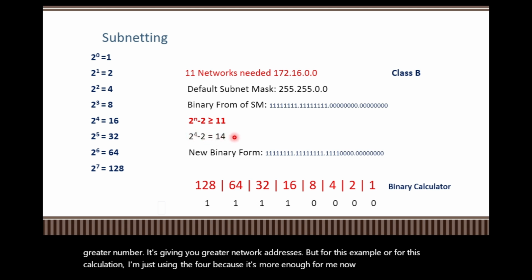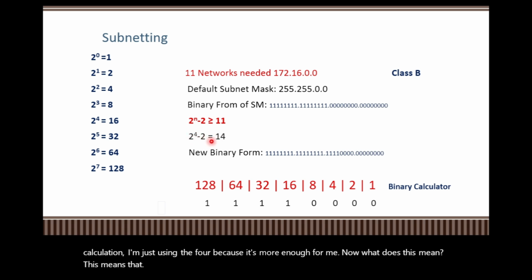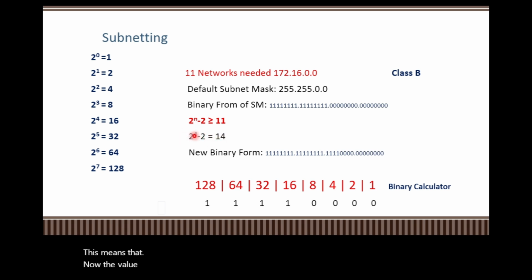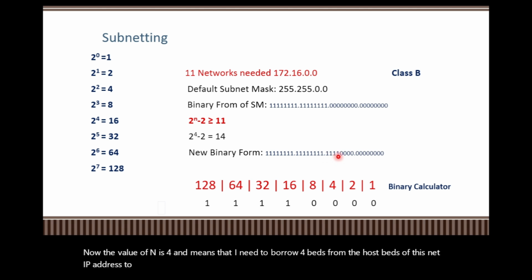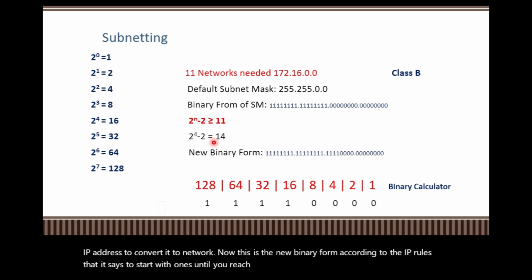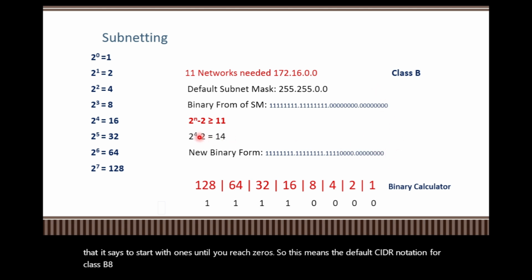Now, what does this mean? This means that the value of n is 4, so I need to borrow 4 bits from the host bits of this IP address to convert them to network. Now this is the new binary form according to the IP rules, which say to start with ones until you reach zeros. The default CIDR notation for class B is 16, but we borrowed 4, so that is going to be 20. That means we add 20 ones, and then after that we add zeros to complete the 32 bits.